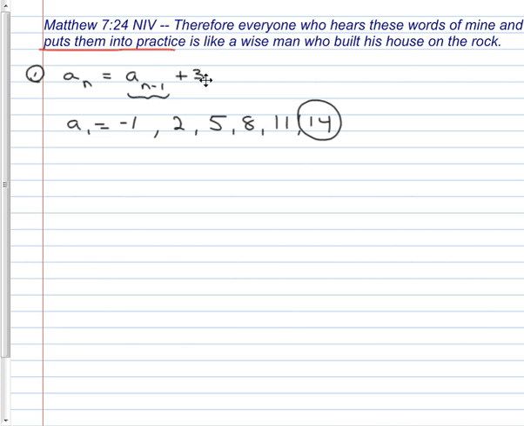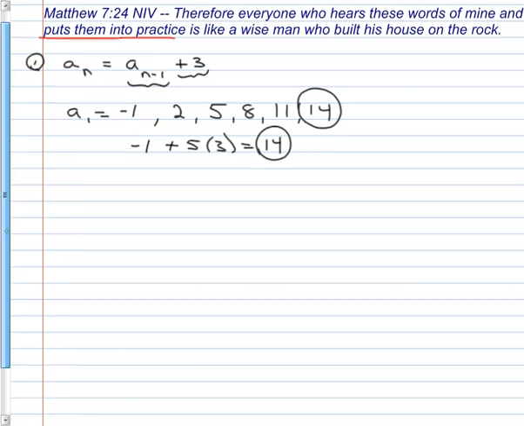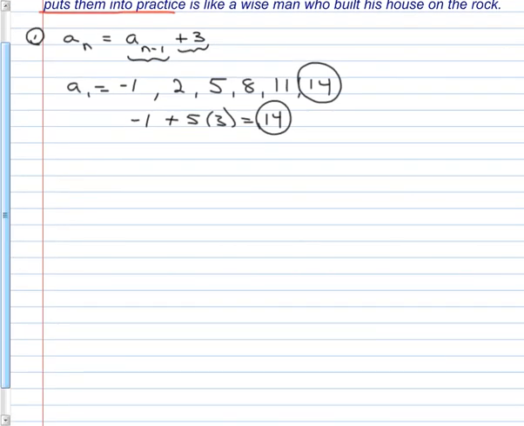Another way of looking at this is we're starting at negative 1, and we're just adding 3, 1, 2, 3, 4, 5 times. 5 times 3. That would also get us what the sixth term was. So it would be the first term plus 5 of those plus 3s.